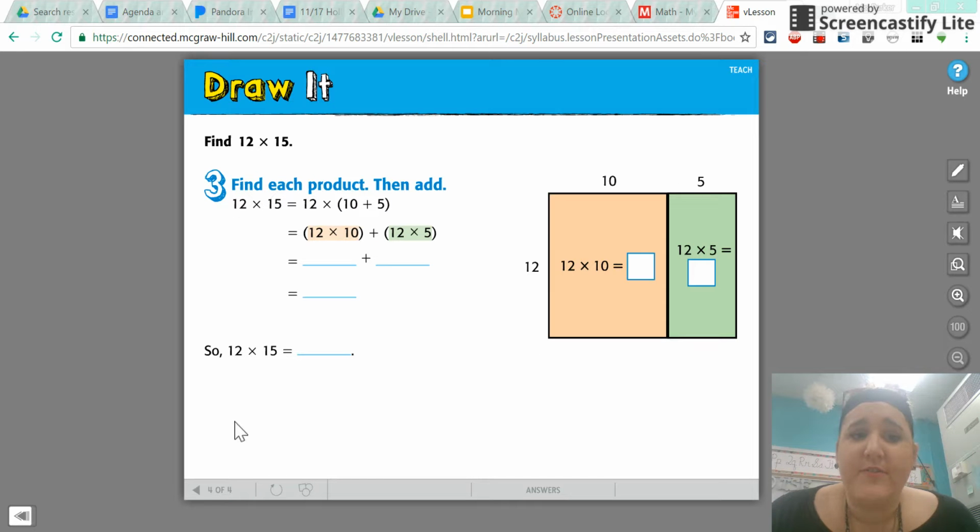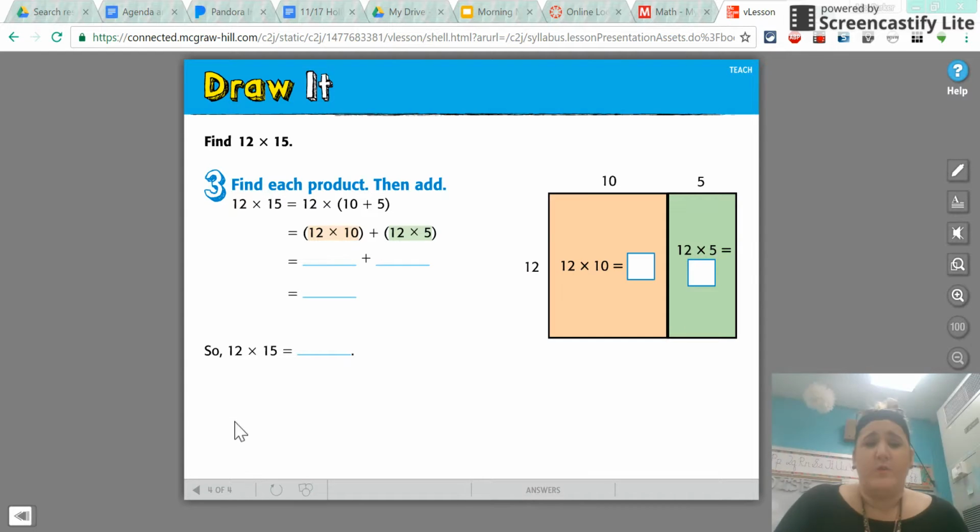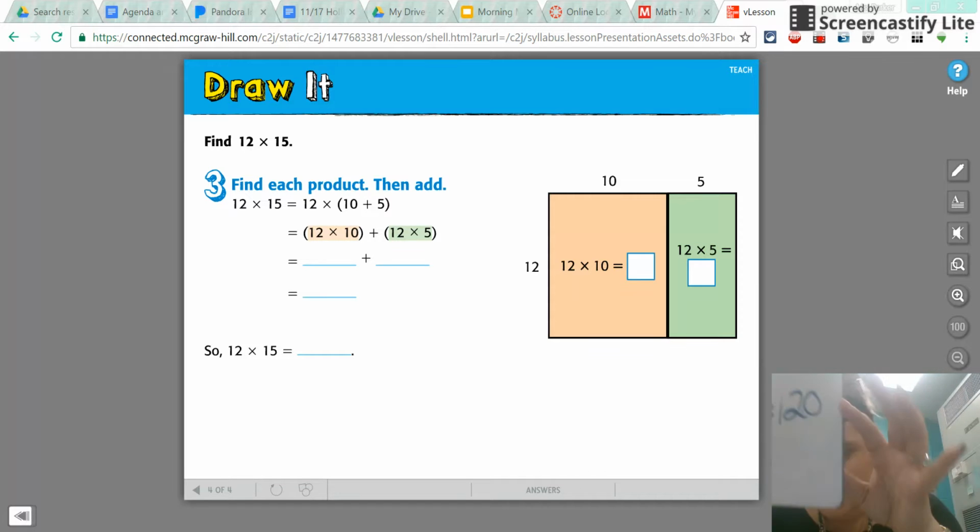Okay? So then you're going to find the product of that. So at this point we have 12 times 10 and 12 times 5. Okay, so let's figure out 12 times 10. That's pretty easy. We've done that before, right? You just add a 0 to 12. 10s are so nice and simple.